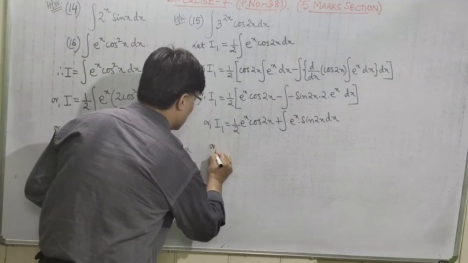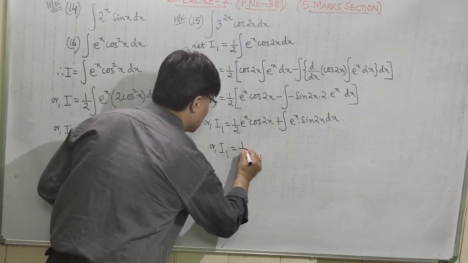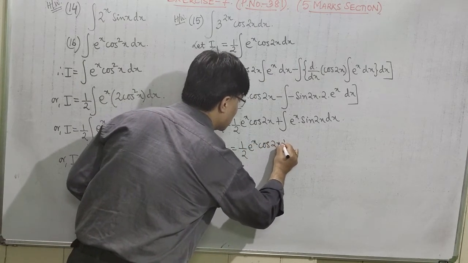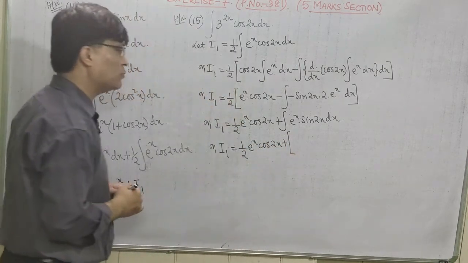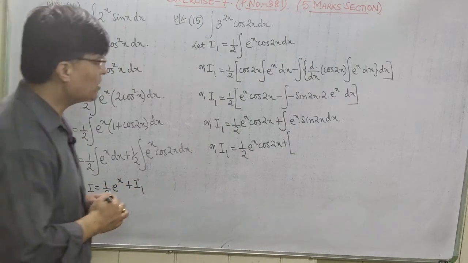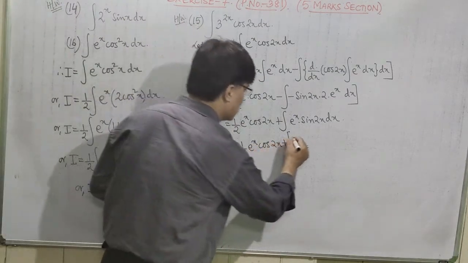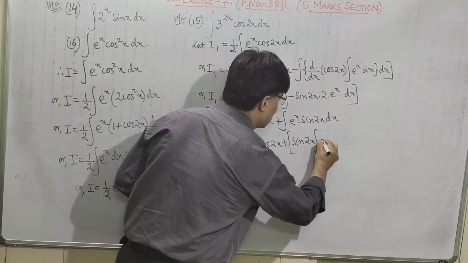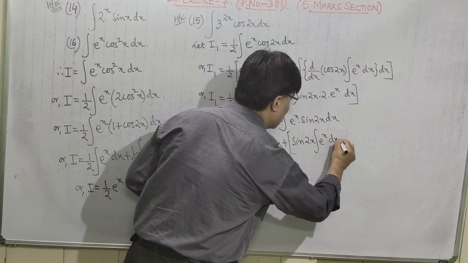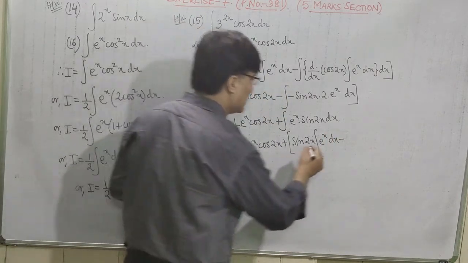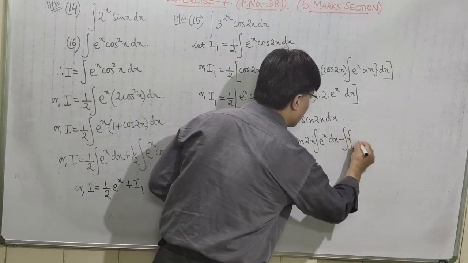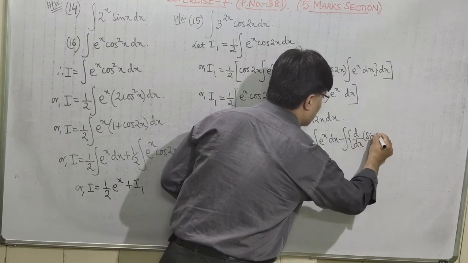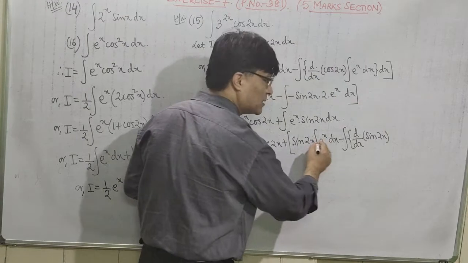Okay, so I1 is equal to half e to the power x cos 2x plus, let us write it within third bracket. So which is the first function out here? Sin 2x. So sin 2x is taken outside, integral of e to the power x dx, then comes minus sign, integration of second bracket, this is your d by dx of sin 2x, right?